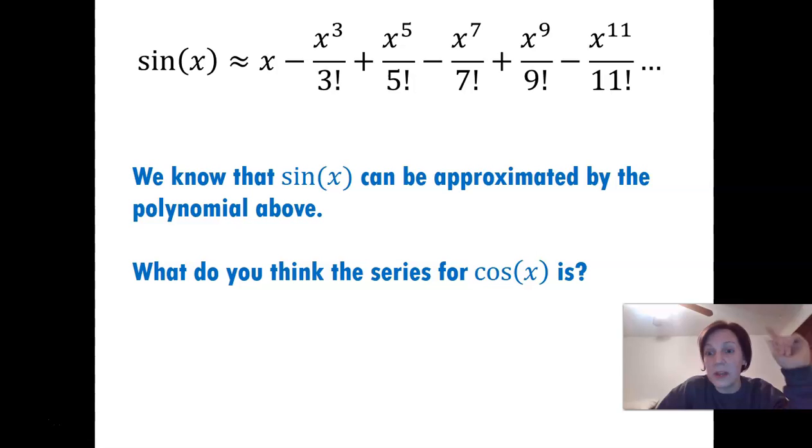It's all the odd orders. It's alternating odd orders. Okay, now let's think about this. Cosine is the derivative of that. So let's take the derivative of that series, shall we?